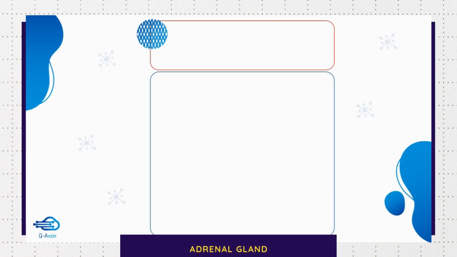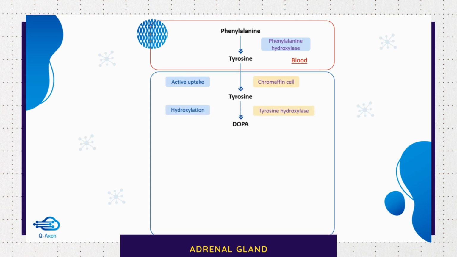Let me show you the different steps involved in the formation of catecholamines. Phenylalanine, in the presence of the enzyme phenylalanine hydroxylase, forms tyrosine. Now this tyrosine is taken up by chromaffin cells. This is said to be an active uptake. Tyrosine is converted to DOPA in the presence of the enzyme tyrosine hydroxylase.